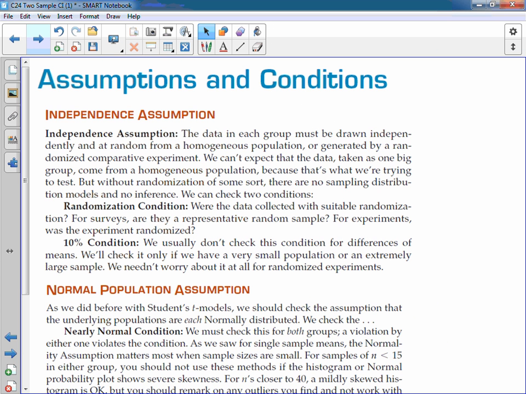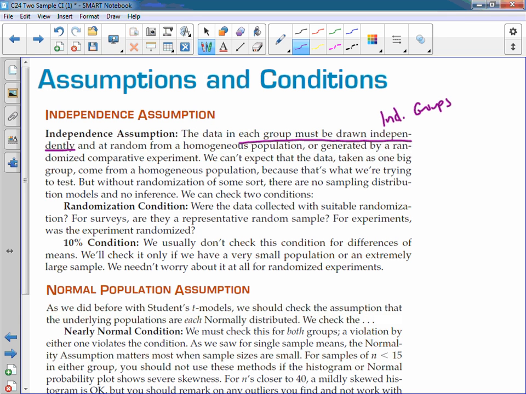So, our conditions for an interval today. Independence. Each group must be drawn independently. That's not new. Remember, that was independent groups when we talked about proportions. That is still a thing. Then to back up your independence assumption, we talk about randomization. Were the data collected randomly? Is it representative? Yada, yada.